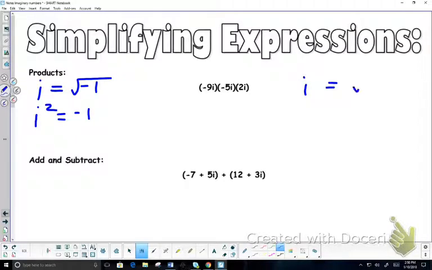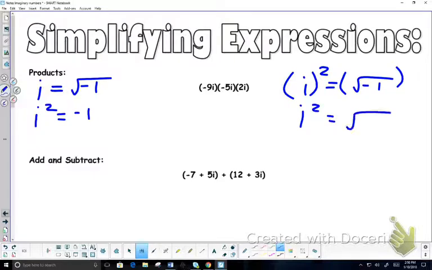For example, take a look. You've got i equals the square root of negative 1. Do you agree? If I square these, now I have i squared, and I've got the square root of negative 1 times the square root of negative 1. Don't I have buddies? Sure. So I get i squared equals negative 1.